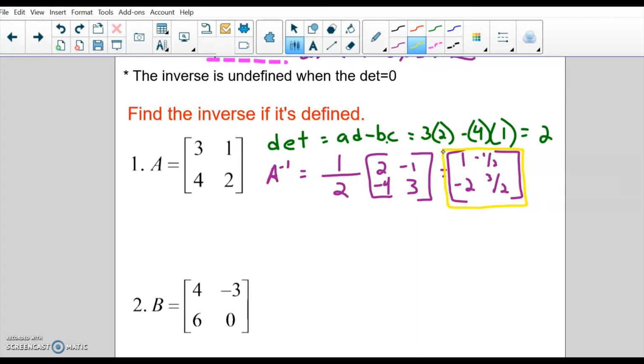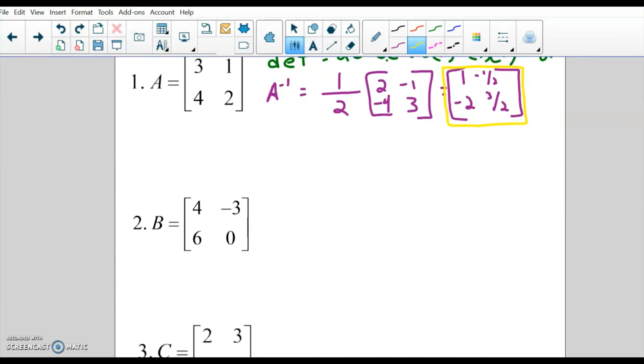Okay, we'll try that again down here on B. We'll do our determinant. That is 4 times 0 is 0, minus 6 times negative 3 is negative 18. Double negative gives us an 18 as a determinant.